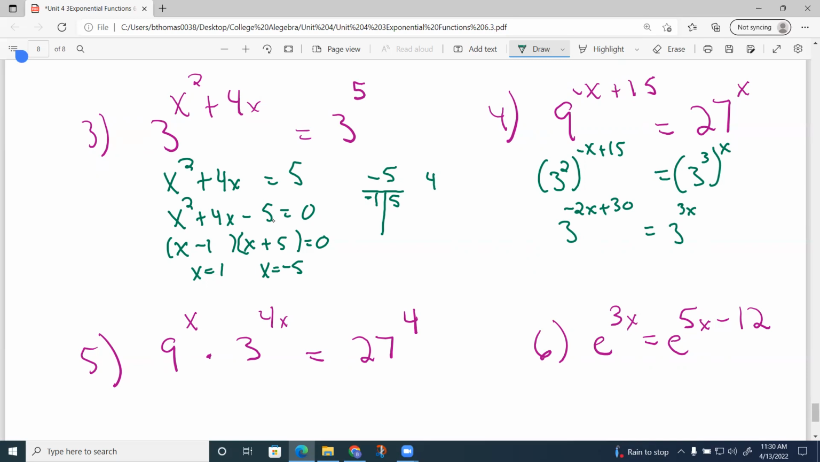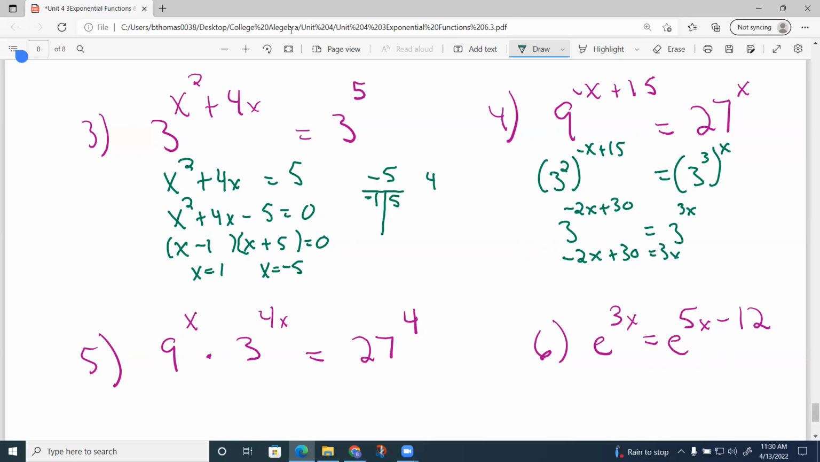So from here, since we do now have the bases the same, we can set the exponents equal to each other to find what x is. So I have -2x plus 30 is equal to 3x. So now we have this equation that's linear. Since it's linear, our goal is to get x by itself. We can't simplify either side. They're already simplified, but I can get the variable on one side.